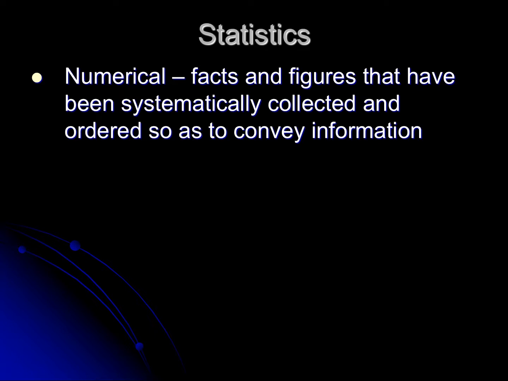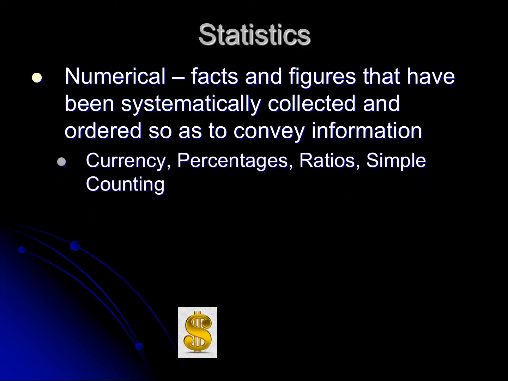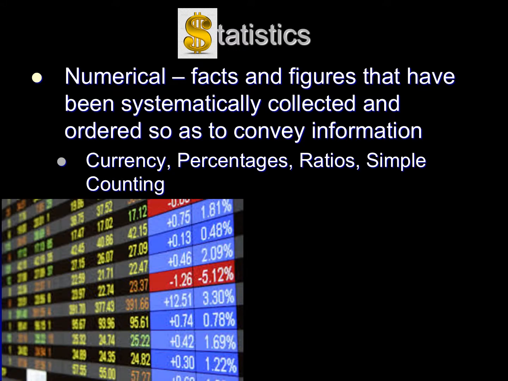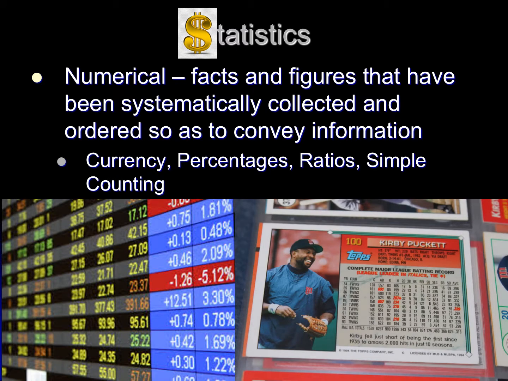That systematic collection is the key issue. It can't just be something that you've guessed at or thrown together willy-nilly. It has to be something that you've actually studied in order to get those statistics together. The most common examples are things like currency, percentages and ratios, even things such as simple counting.